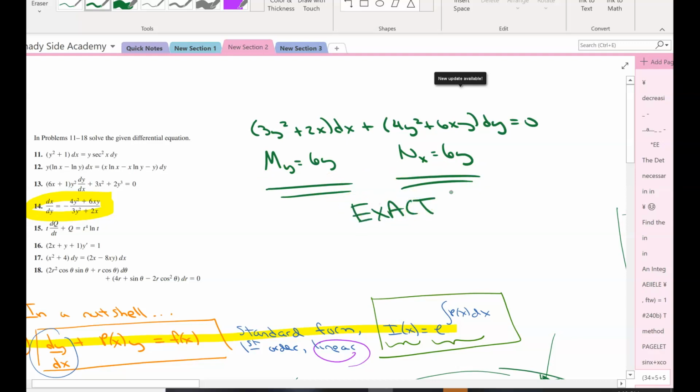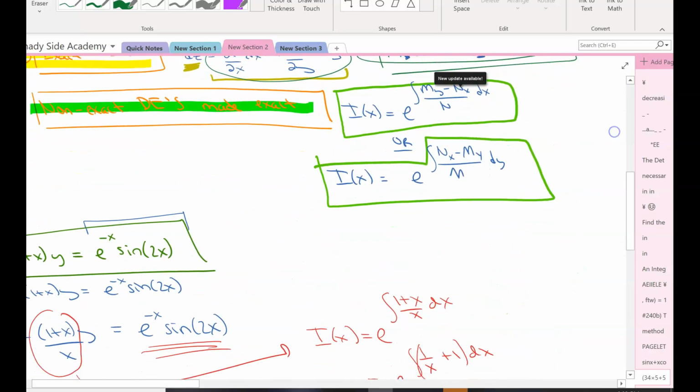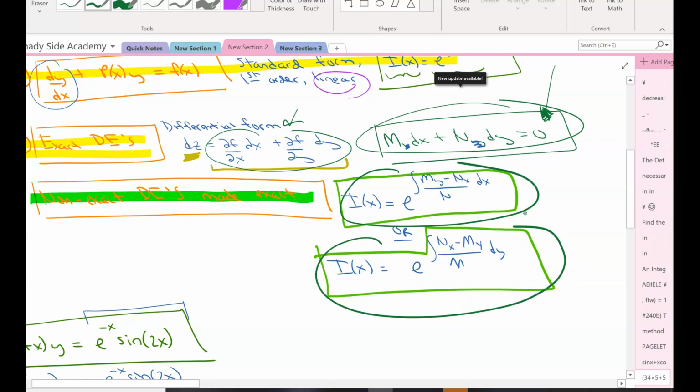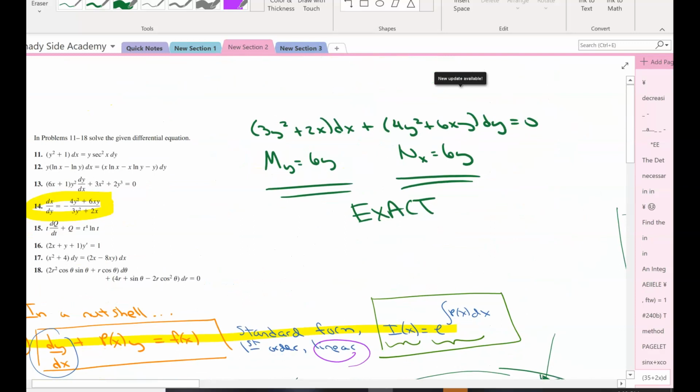Right now I'm not able to eyeball very quickly a non-exact diff EQ, but here's the point. If you have a non-exact differential equation, when you multiply the diff EQ by one of these integrating factors, it turns the non-exact diff EQ into an exact diff EQ, at which point you just proceed through how you solve an exact diff EQ.